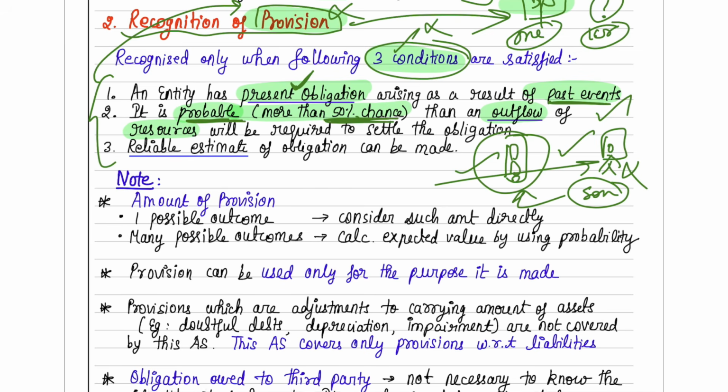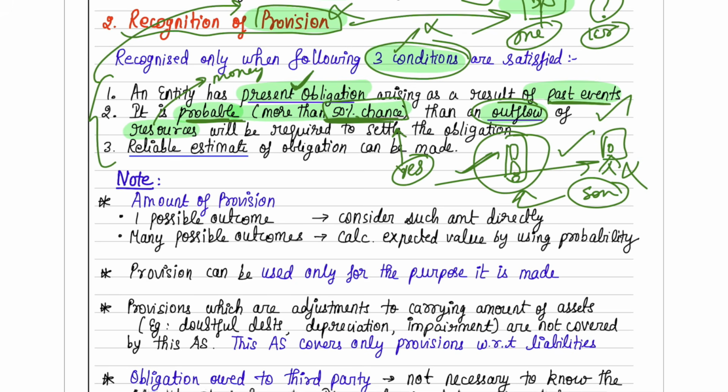so more than 50% chance should be there that an outflow of resources will happen, or in simple terms, an outflow of money will happen. Okay, so more than 50% chance would be there. If you're a normal person, will you have to pay the fine? The answer is a big yes. So here there will be more than 50% chance that an outflow will happen.